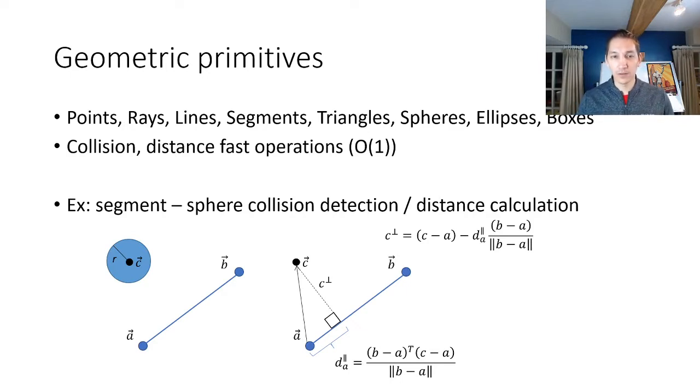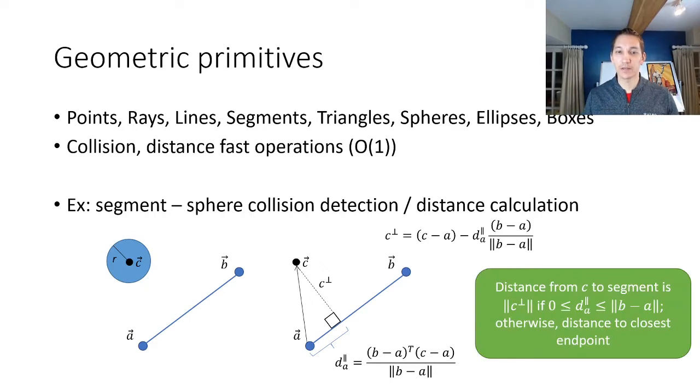The C perpendicular ray is the distance from the center to the line supporting this line segment AB. So the distance between C and the line segment is exactly the length of C perpendicular if dA parallel is within the range 0 to the length of B minus A, and otherwise it's the distance to the closest endpoint. From that we can compare the distance to the radius and determine whether or not we have a collision. For other types of geometric primitives, the calculations you need to perform are quite mathematical and geometric in nature, but in any case you can do all of this in order 1 time.